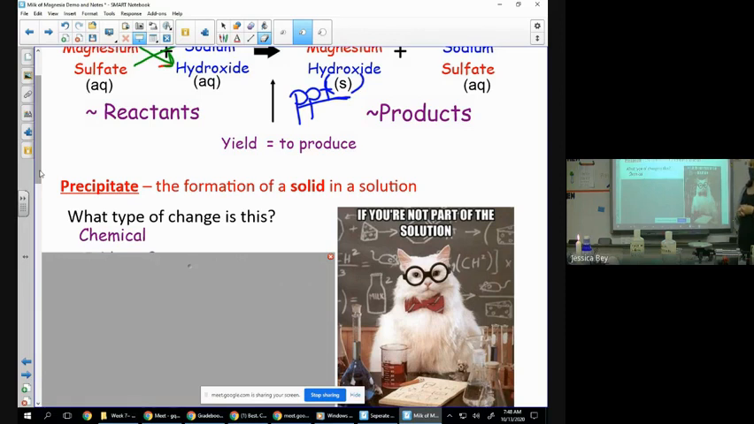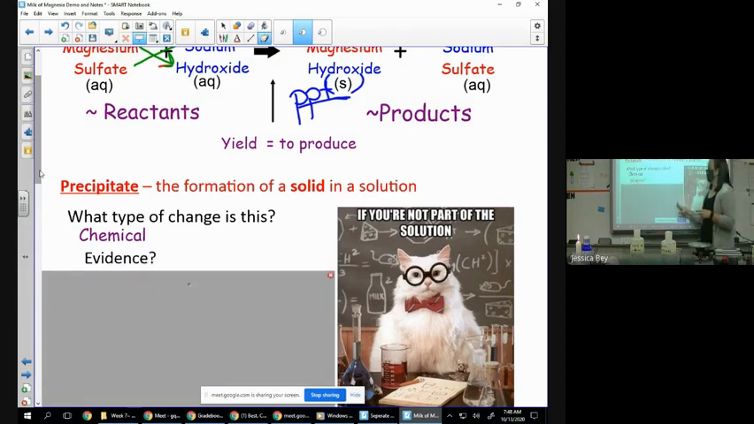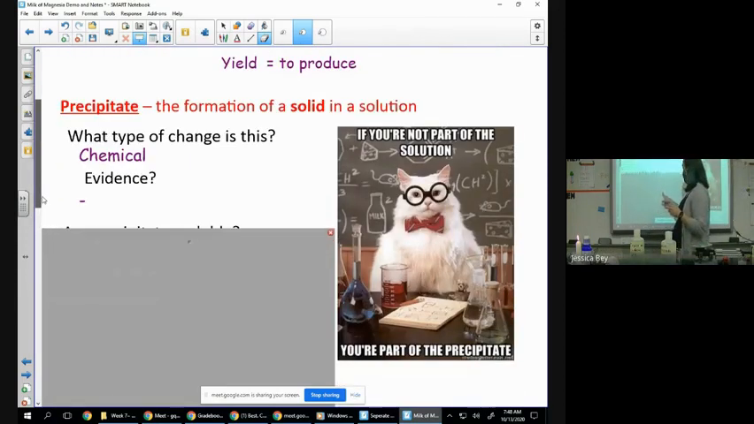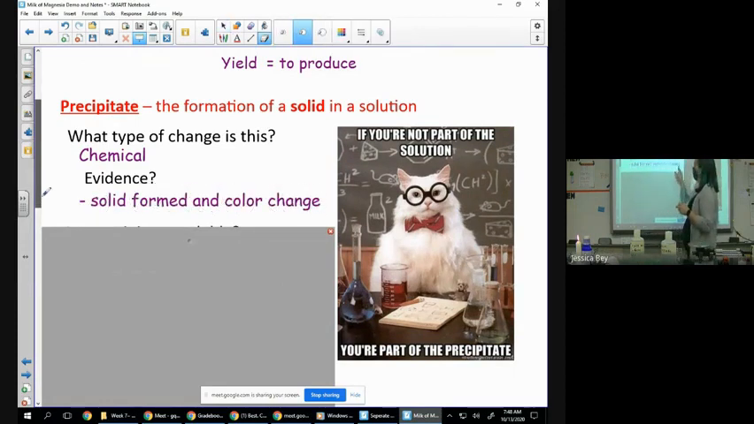We reacted those two things together and we got that. The evidence being, you might want to know the pieces of evidence here. And you probably don't have to write this stuff. We're just reviewing. A solid was formed and a color change happened.